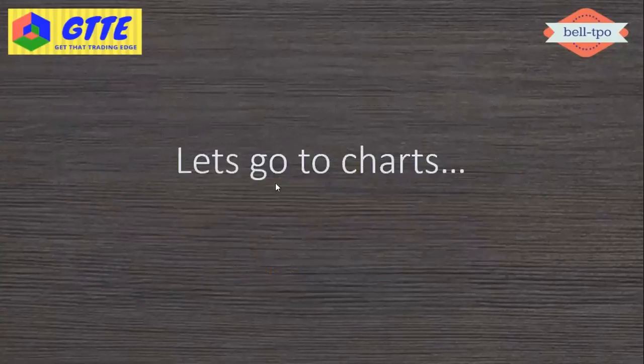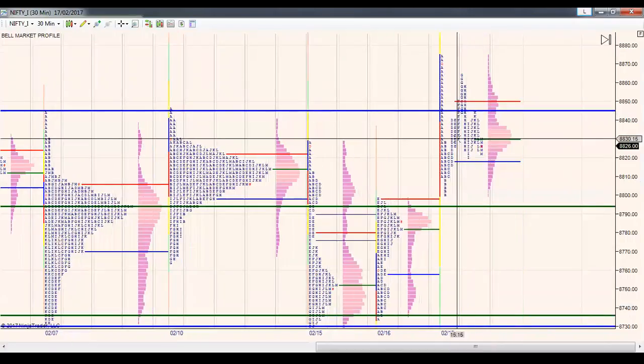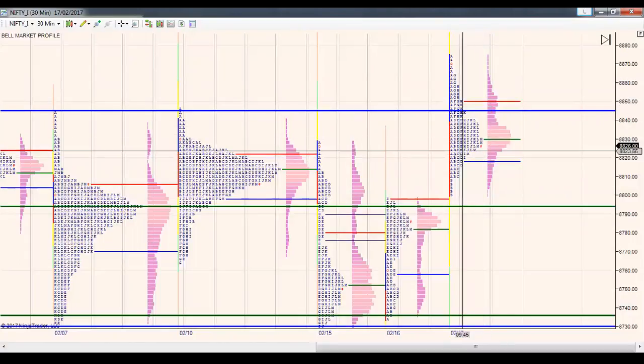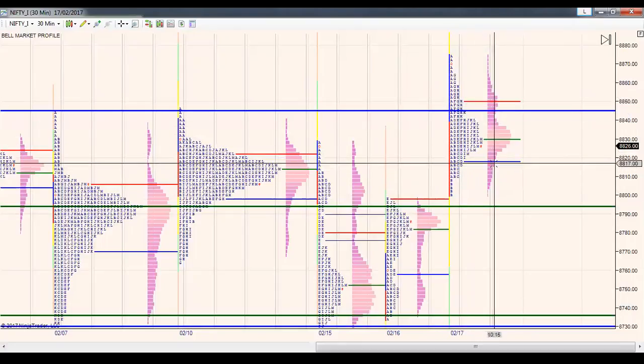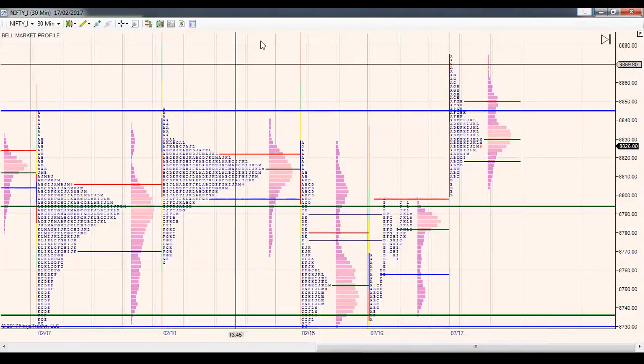So let's go to charts. This is the development today on Nifty. Before we go into it, let's just observe the fact that we have a completely higher value area placement, and what we were suspecting for yesterday's action to be absorption, that is precisely what this whole thing turned out to be, because then we have a nice higher open.